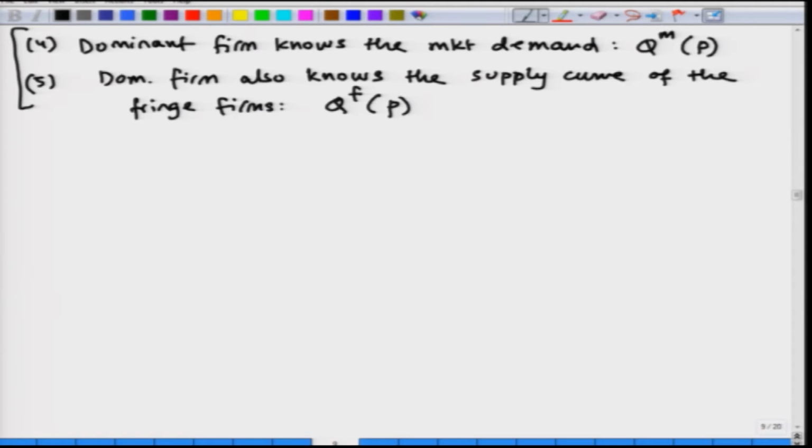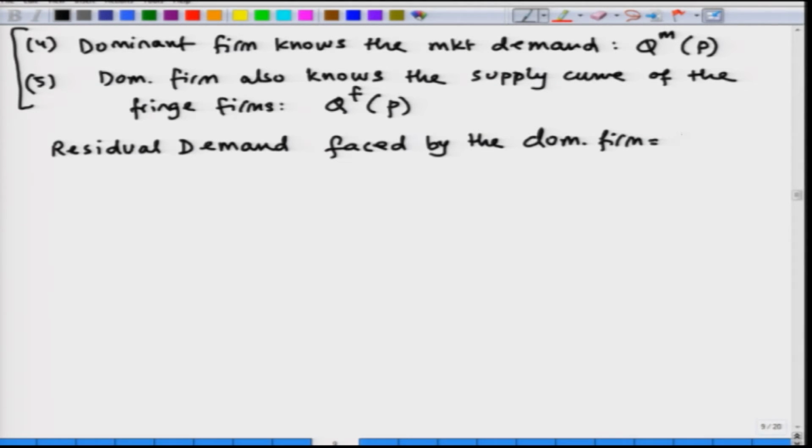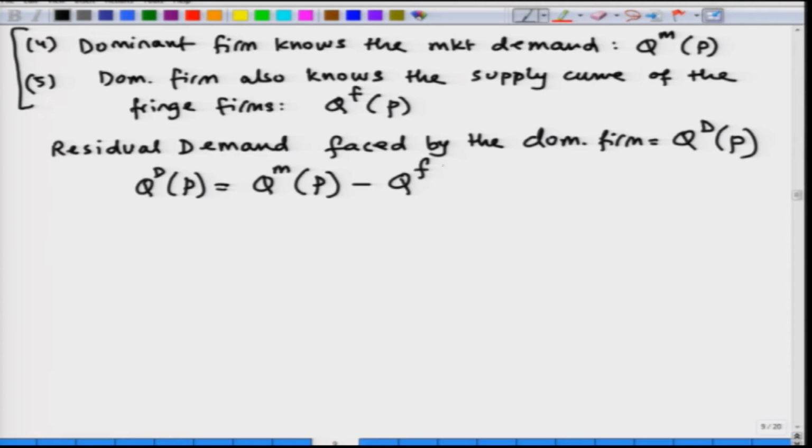So, we know the market demand curve is QM and the supply of the fringe is QF. Let us call the residual demand faced by the dominant firm QD(P). QD(P) is QM(P) minus QF(P). Whatever is the total market demand at any particular price, if the fringe is selling QF(P), then whatever remains is the residual demand that the dominant firm is facing.